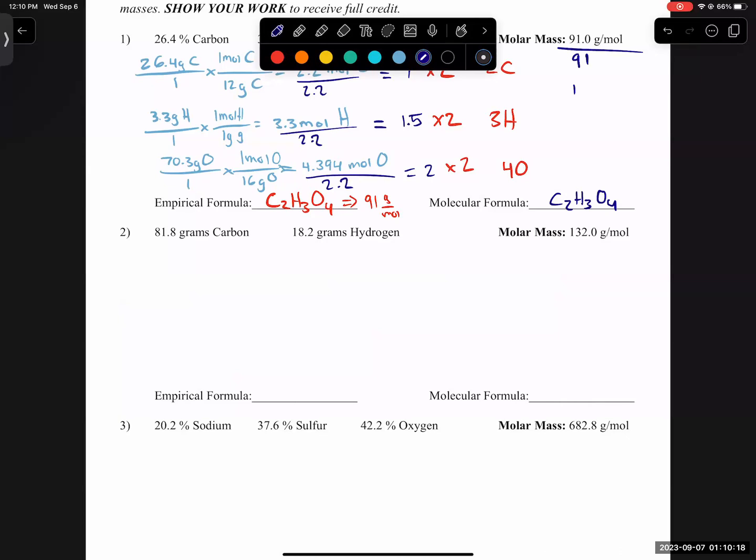So the empirical formula can have a different molar mass? Or is it always going to be the same? I see what you're saying. In this case, the empirical formula is the molecular formula, so the empirical formula mass is going to equal the molecular formula mass. Not all the time. In certain cases, let's say the molecular formula mass is 100 and the empirical formula mass is 25. That means you have to multiply the empirical formula by 4 to get to your molecular formula. You'll see that later on. So we'll do an example.